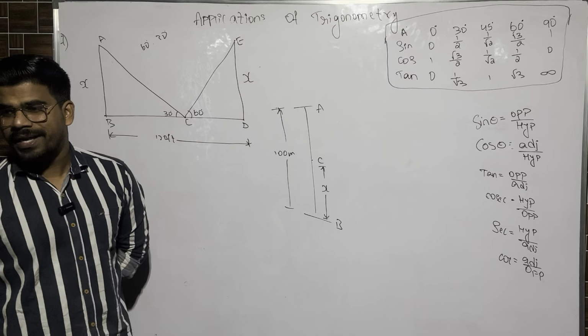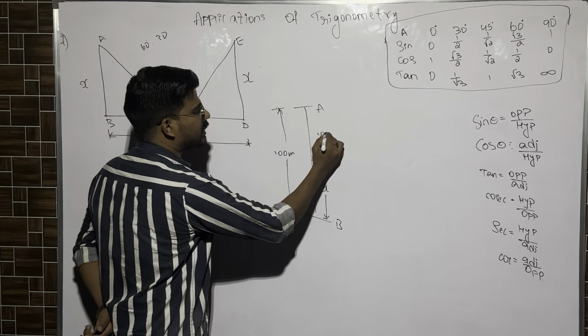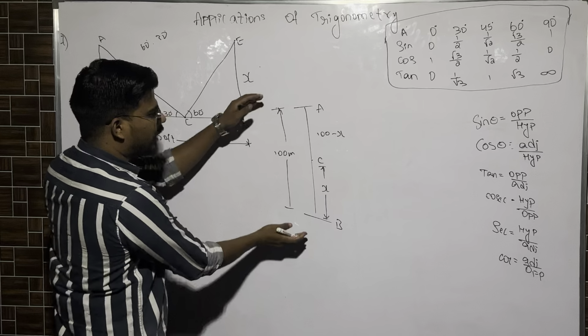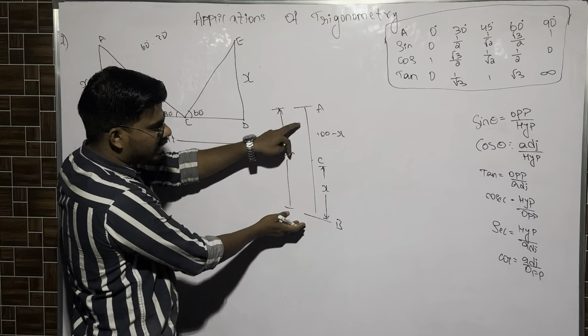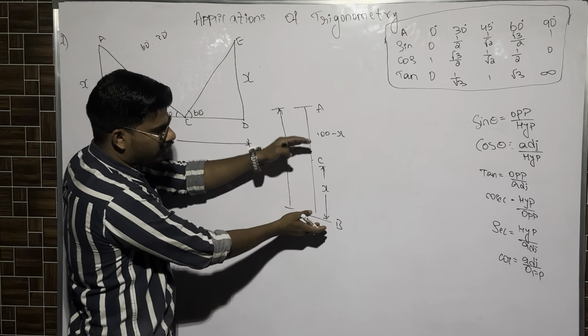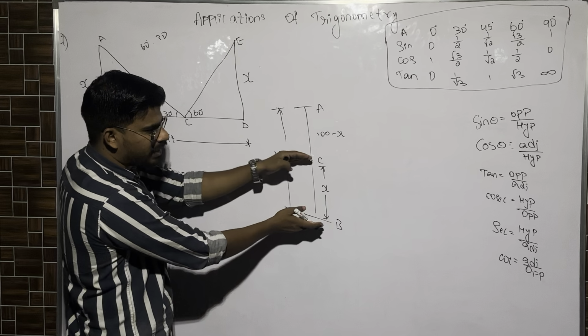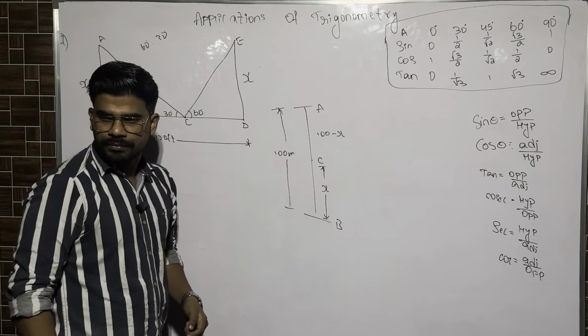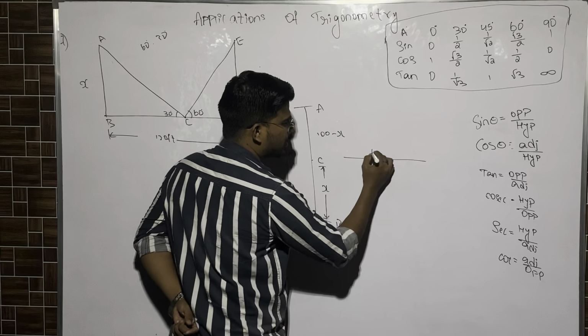100 minus X. How did we get that? Total length is 100. We have to get AC, so from the total we have to remove BC. Total is 100. BC is X. 100 minus X. Clear?